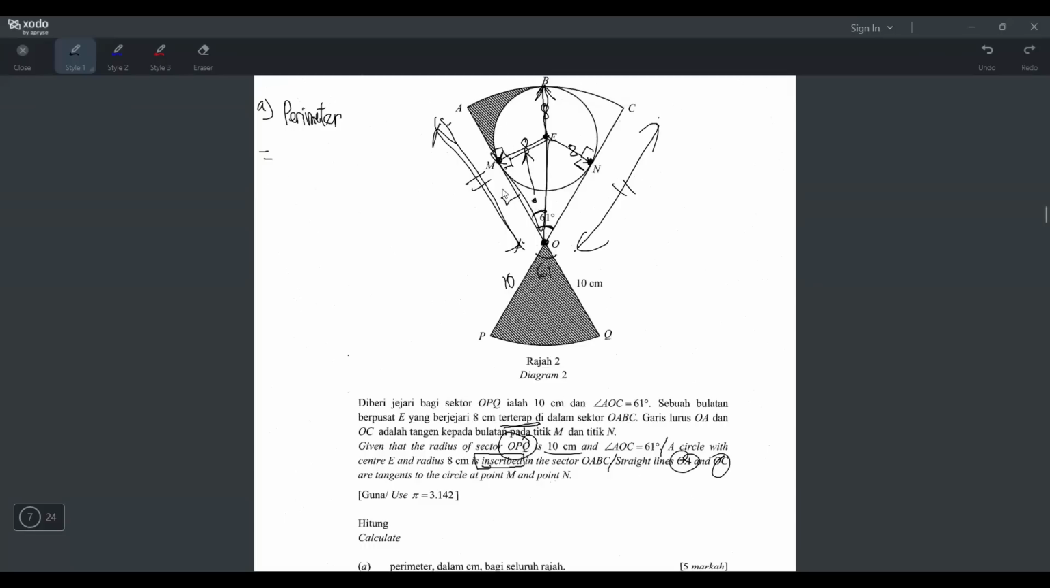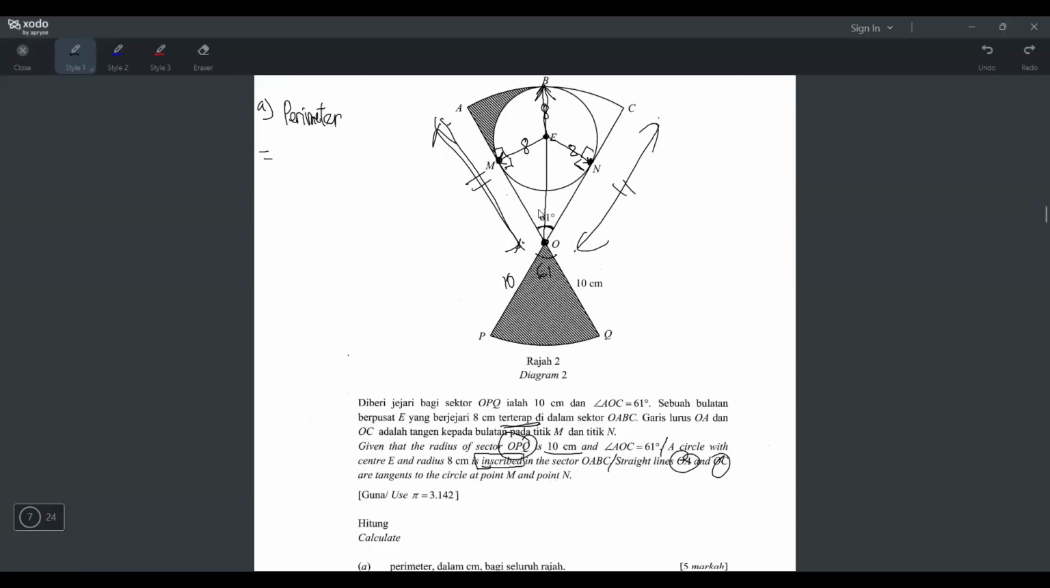But even if you manage to find this length, you can't find this length. You have to plus with this. That is why you can't use that method. So the correct way is to cut in the middle like this, OB, and find the OB length. Okay, and the OB length will be the same as OA later, because they are both radius.